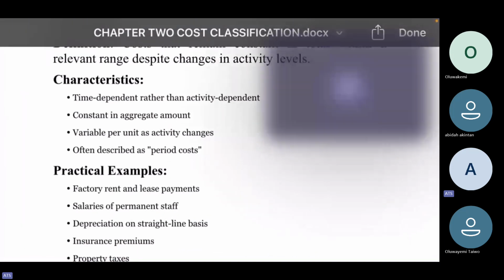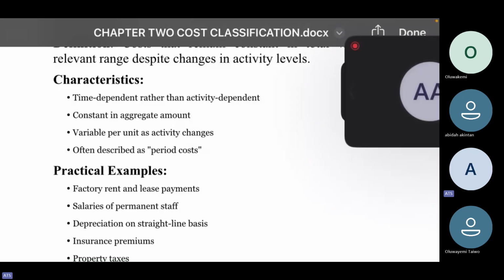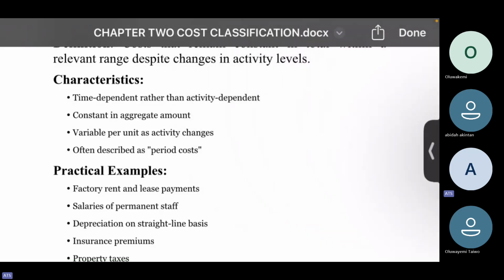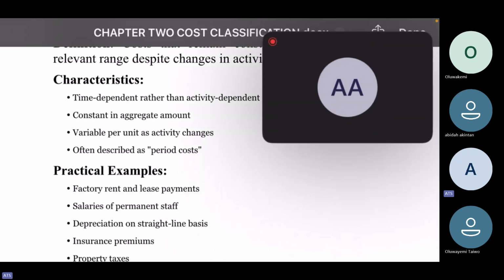Okay. So as I was explaining, fixed cost is constant in aggregate amounts. That's what I was trying to explain with that example the other time. When you look at the 10 dresses, 20 dresses, 30 dresses, you are still paying the same amount as rent, right? But going to the third characteristic, when you break them down and look at them per unit, it will be variable. Do you understand? And they are often described as period costs because you pay them per period. They are things that you incur and they are charged against profit or loss and not manufacturing costs. Do you understand? Can you guys still hear me?